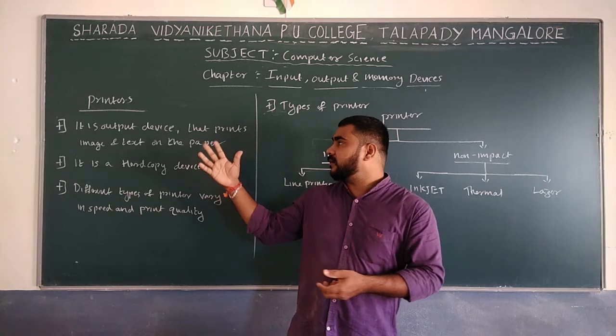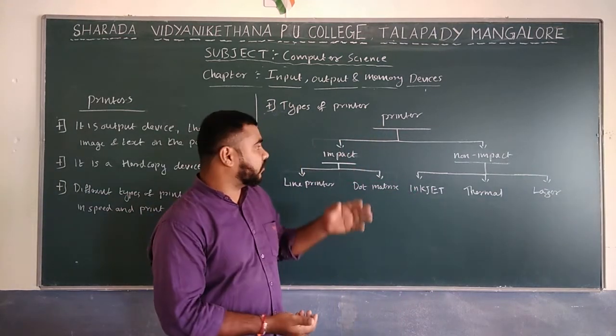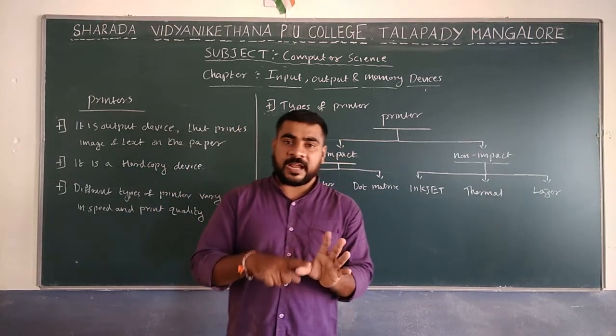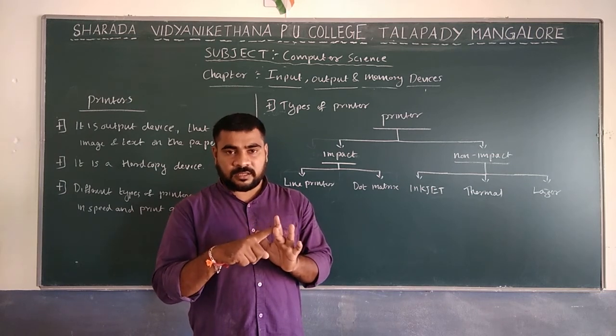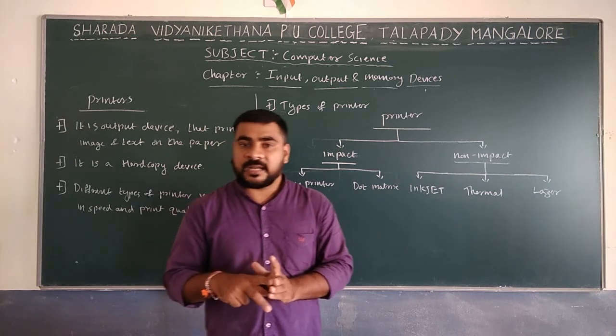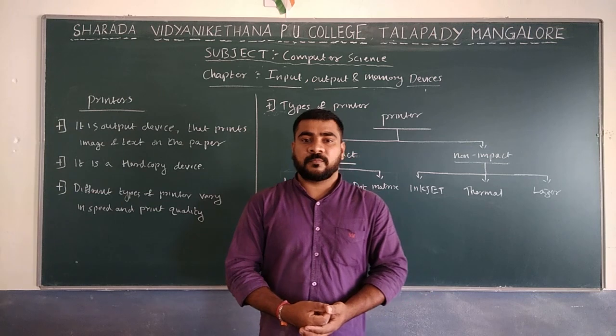Next I will start with the printers. What is a printer and the types of printers. Printers are mainly of two types, impact and non-impact. Impact printers are line printer and dot matrix printer. Inkjet printer, thermal printer and the last one, laser printer, are the types of non-impact printer. But here I will wind up today's session.